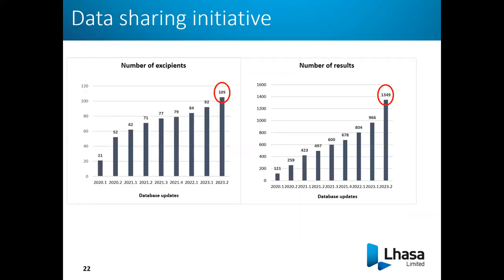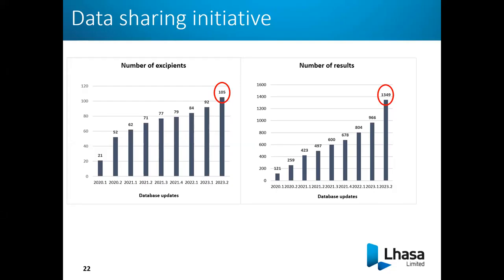The consortium was established in 2020, and it currently contains nitrite levels for 105 excipients, the majority of those being commonly used in formulations of solid oral dosage forms. And there are 1,349 results. That is to say that one excipient may have tens of nitrite results generated by several member organisations. The consortium continue to add validated nitrite data to this database to ensure that it grows and can be a trusted source of data.